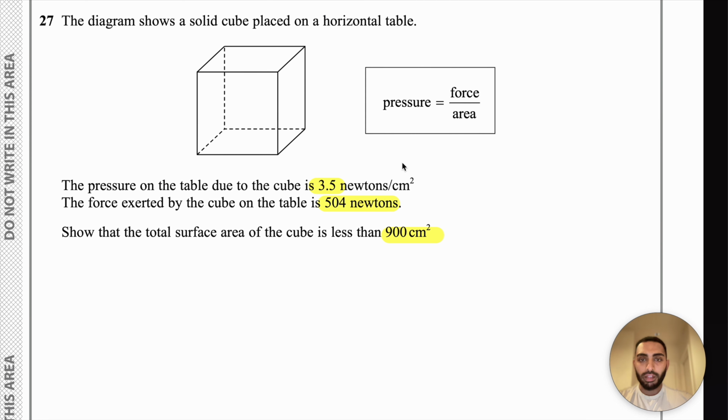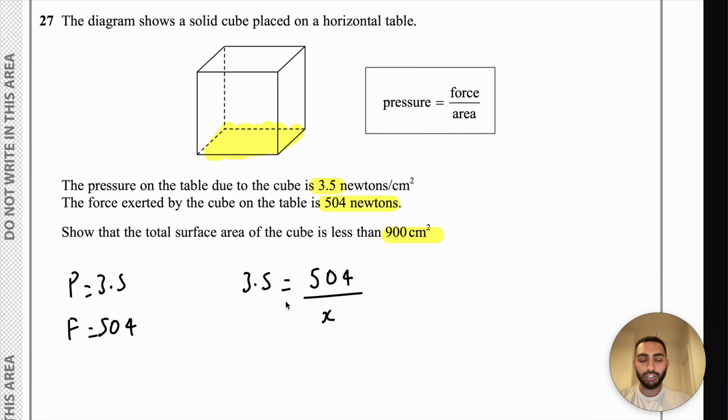First, look at this formula and think about what parts do we have. So we've been told the pressure is 3.5, and we know that the force is 504. So we're going to substitute both of these in. The pressure is 3.5 is equal to the force, which is 504, divided by the area. And I'm just going to label that as x. We just need to remember the area is just the area of one of these faces. It's the face that's touching the table, so it's that area.